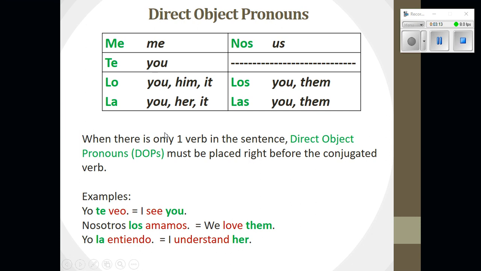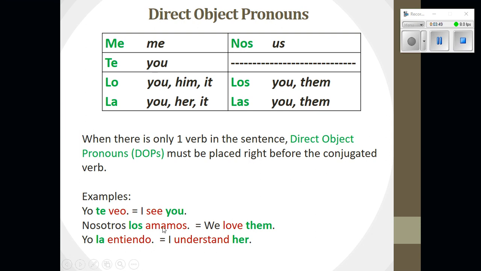All right, some more information. It says when there is only one verb in the sentence, the direct object pronoun, or the DOP, must be placed right before the conjugated verb. So this is a little different in English than it is in Spanish, but notice it's not too hard if you notice the pattern, okay? So if you want to say I see you, notice here in English the you, the direct object pronoun, comes after the verb. In Spanish it has to come before the verb, okay? So yo te veo, notice before the verb, okay? Te comes before, means I see you.